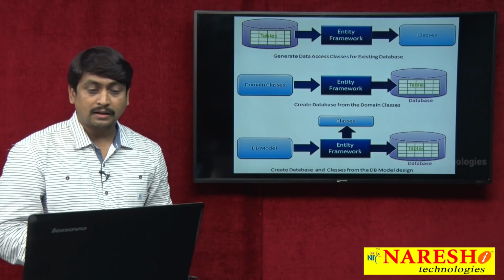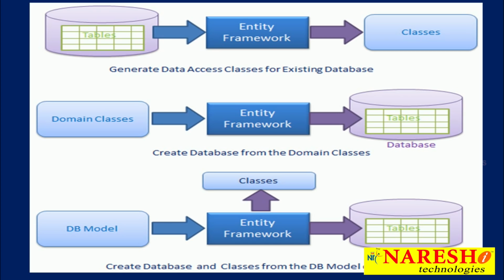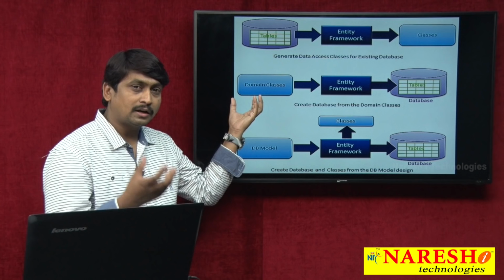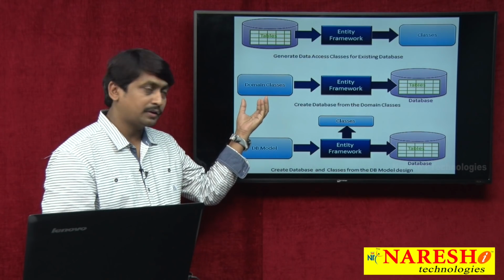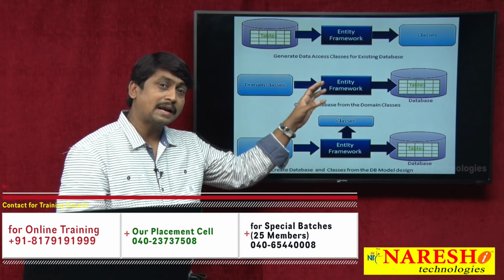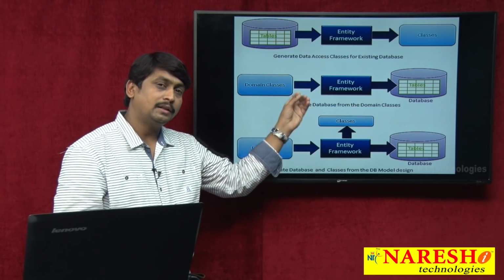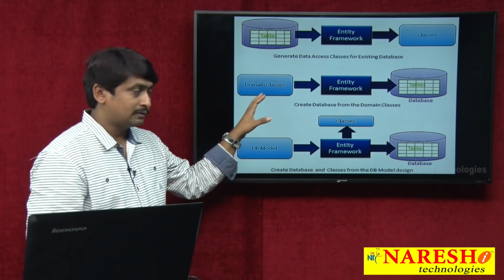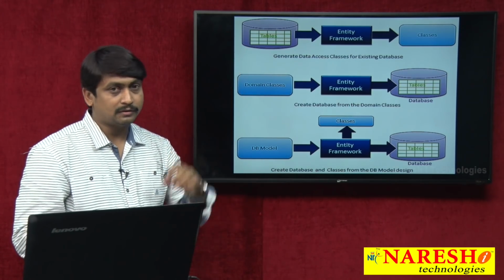So, what exactly is the database first approach? In the database first approach, you already have the database and tables. Entity Framework will generate the classes for that, so that you can start communicating with the database by using the classes. What happens in the code first approach? You design the database-related classes through a business requirement specification, and Entity Framework will generate the database and tables, or it will interact with the database and tables when they are ready. Here code is first, and in the previous situation database first.